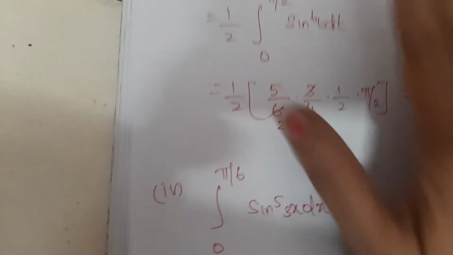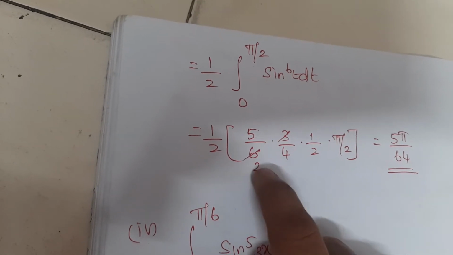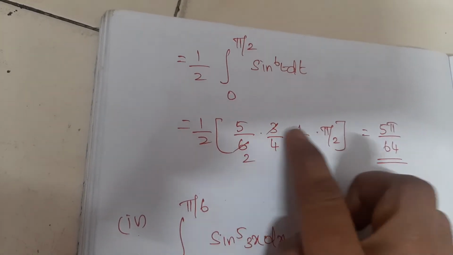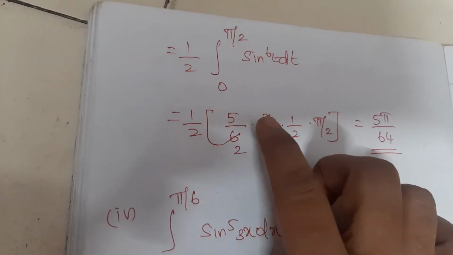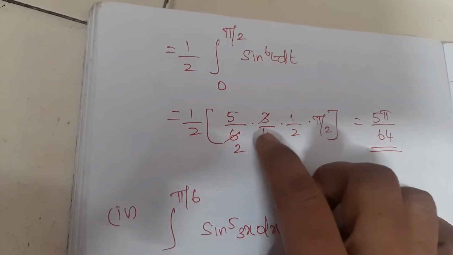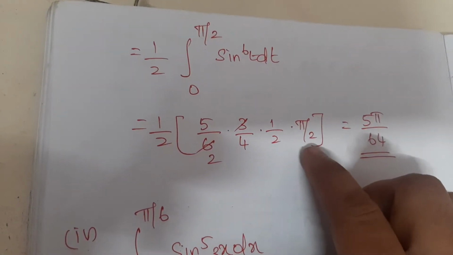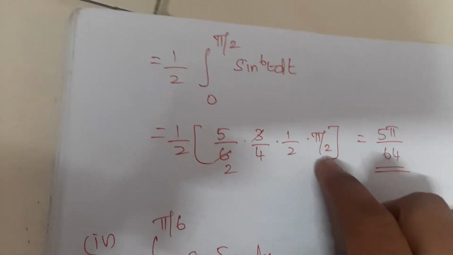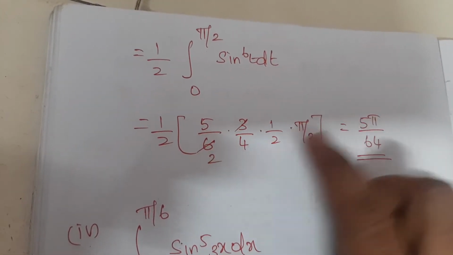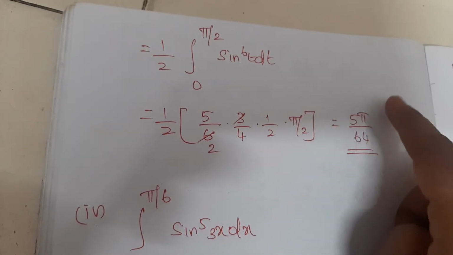So here n minus 1 means 6 minus 1, by n means 6. As I told you, two terms you want to reduce. So 5, 3, and 6 minus 2 is 4, 4 minus 2 is 2. Whenever you are getting 1 by 2, then you need to write the last term as pi by 2. As I told already, these terms can be cancelled by the 3 table. So this answer will be 5 pi by 64.